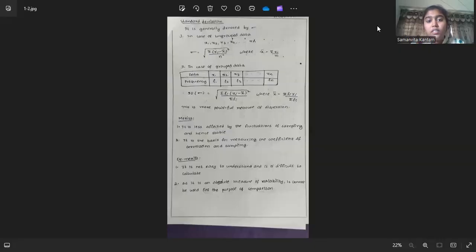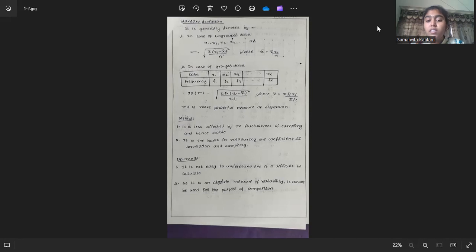And the other one is standard deviation, which is indicated by sigma. In case of ungrouped data, standard deviation is the square root of sigma (xi minus x bar) whole square by n, where x bar indicates the mean. Similarly, for grouped data, the formula is there. The standard deviation gives the most correct value compared to the other deviations.